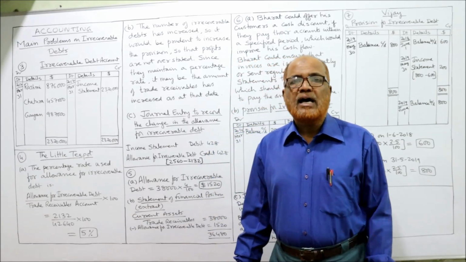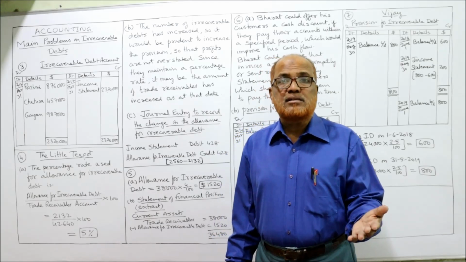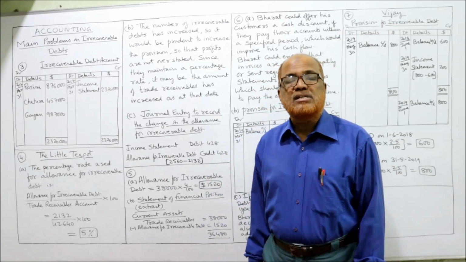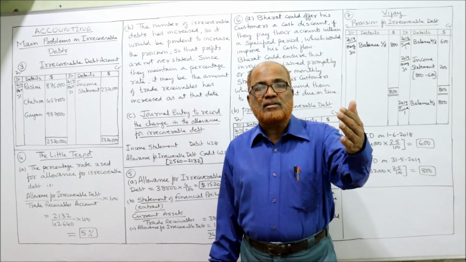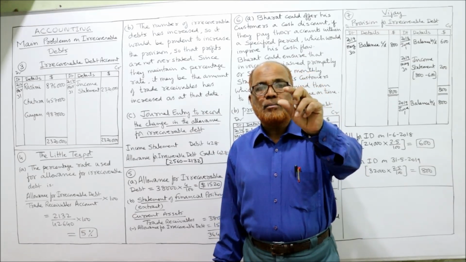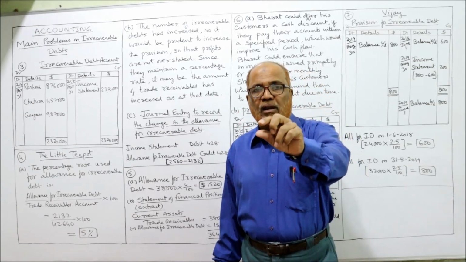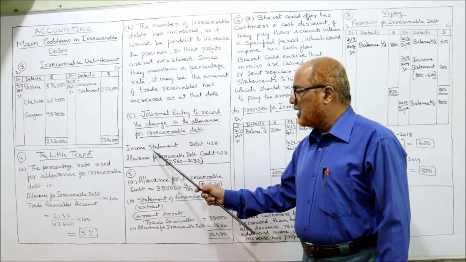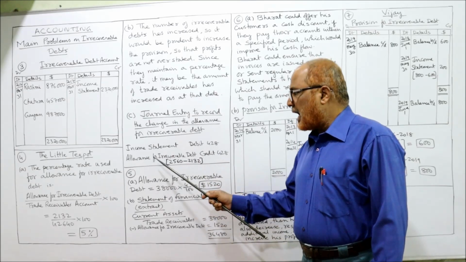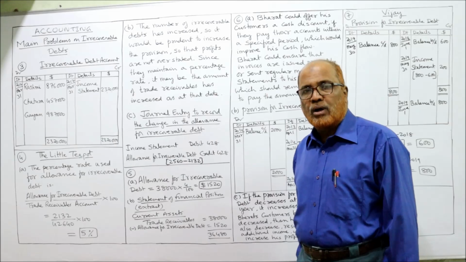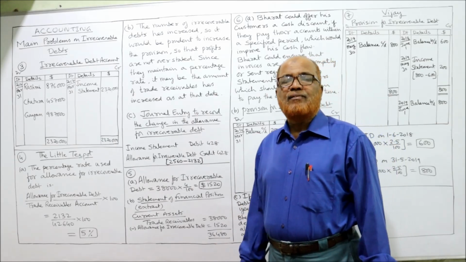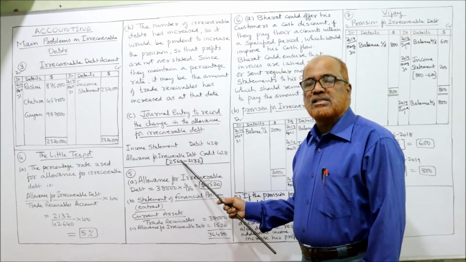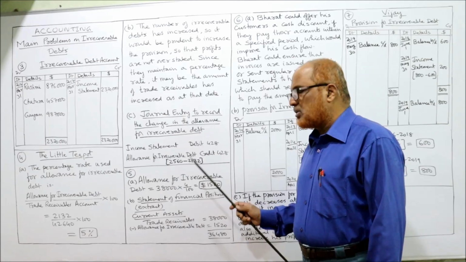Here in our problem, the allowance for irrecoverable debt has increased. Beginning of the year only 2,132. End of the year it is 2,560. Increase in allowance. So the entry will be income statement debit, allowance for irrecoverable debt credit. Journal entry to record the change in the allowance for irrecoverable debt: income statement debit 428, allowance for irrecoverable debt credit 428. How did we get this 428? Difference between the opening and closing. The closing allowance is 2,560 and the opening allowance is 2,132.